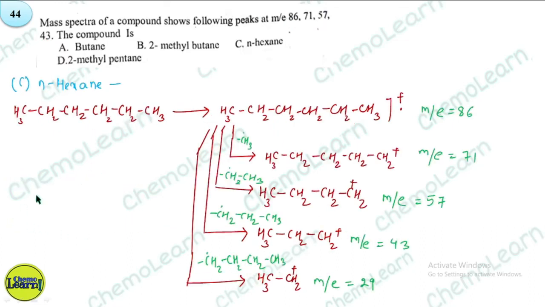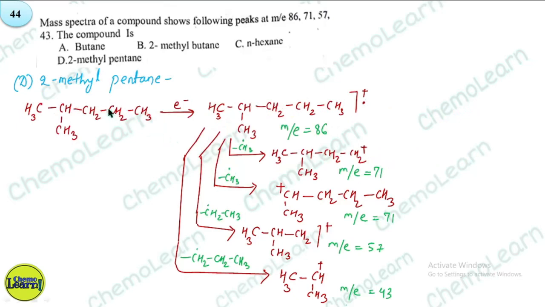In option 3 we have n-hexane. This is the fragmentation pattern of n-hexane, which produces a molecular ion peak at 86 and fragmented ion peaks at 71, 57, 43 and 29. But in option D we have 2-methyl pentane, which has the molecular ion peak at 86 and fragmented ion peaks at 71, 57 and 43. So this is the correct option, that is 2-methyl pentane.